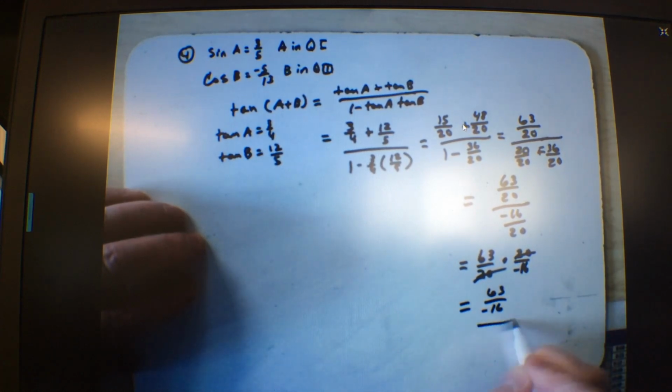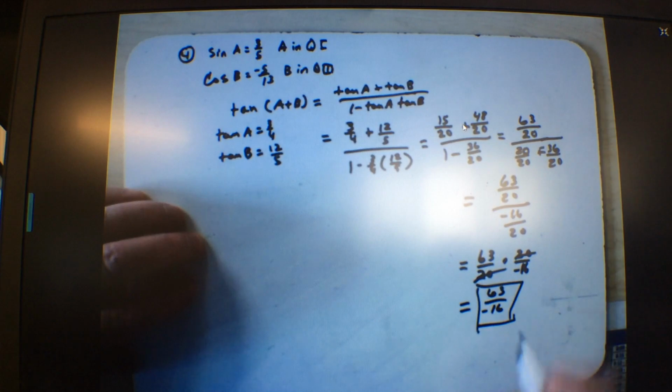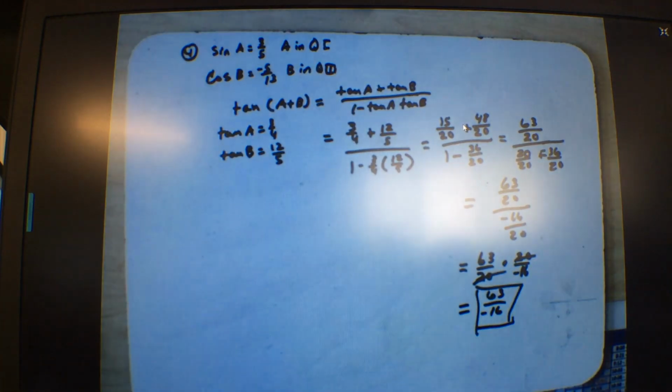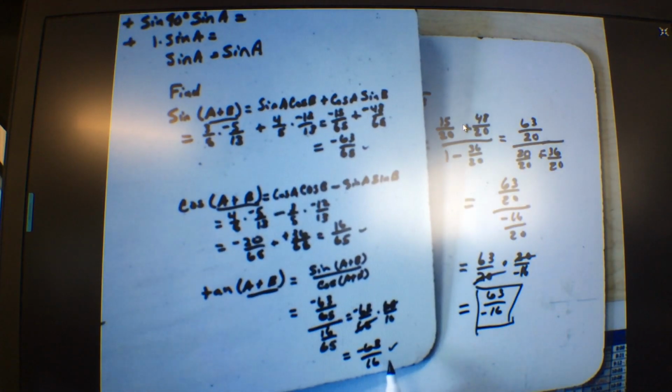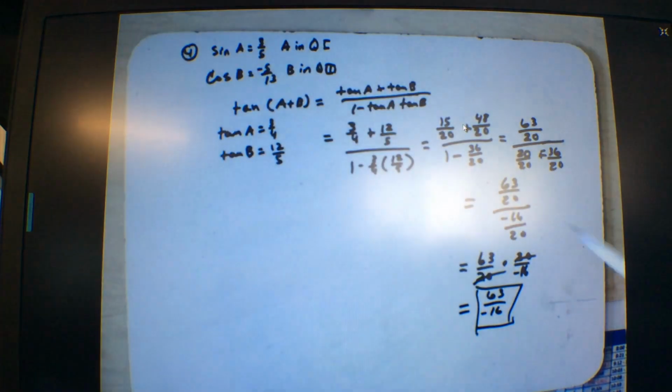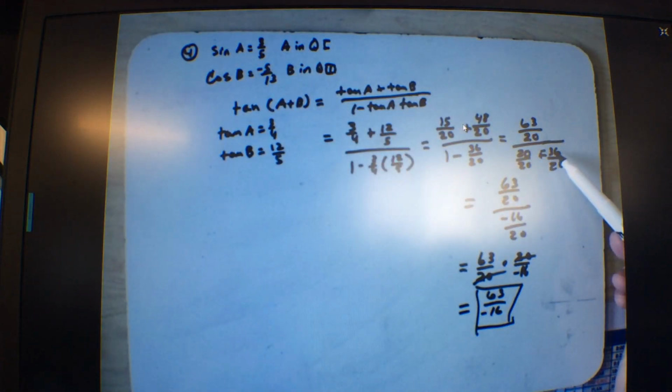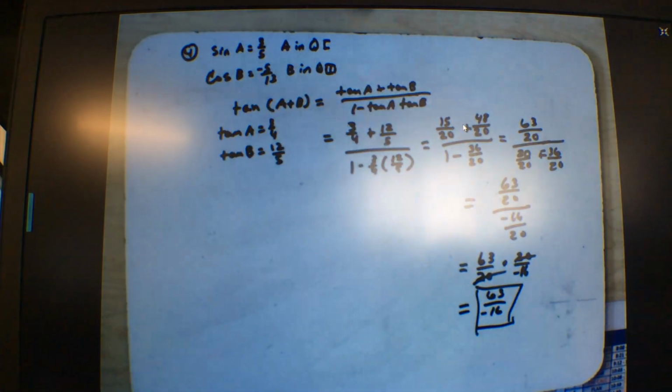I get the same thing that I got from the previous page. Why is it a negative 16? I don't understand that. It would be 20 over 20 minus 36 over 20, which is negative. Okay. All right, any questions?